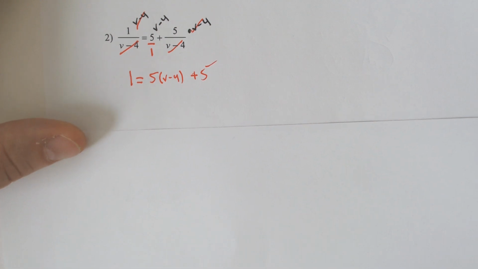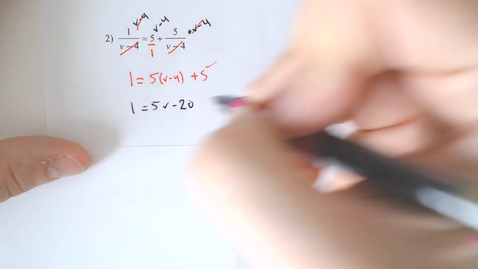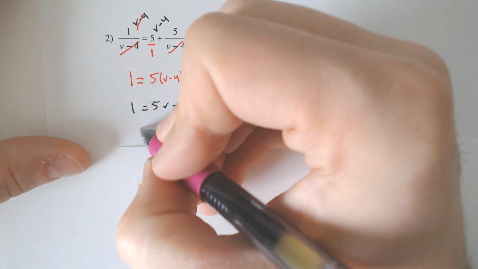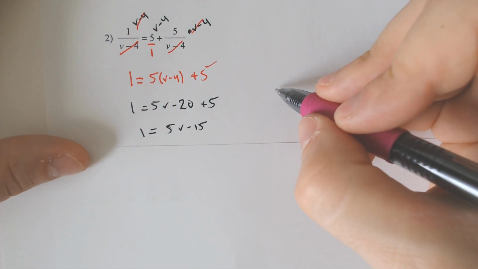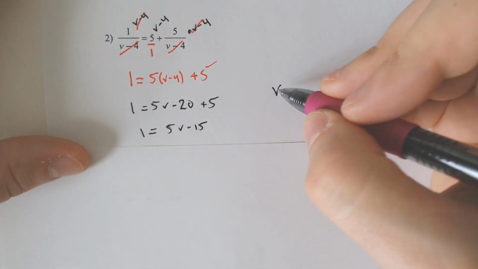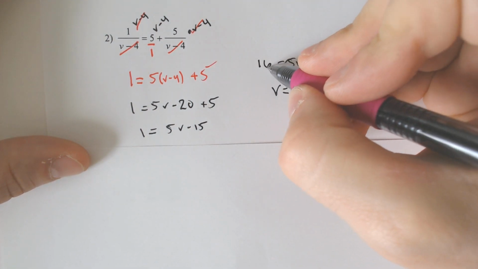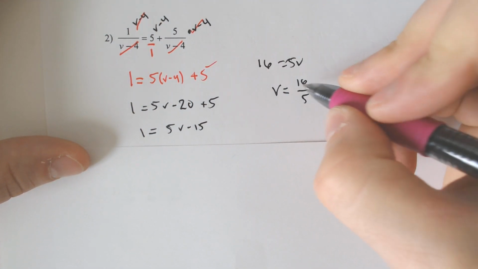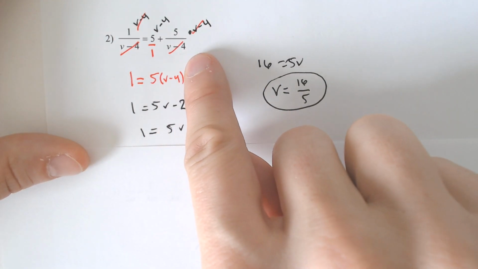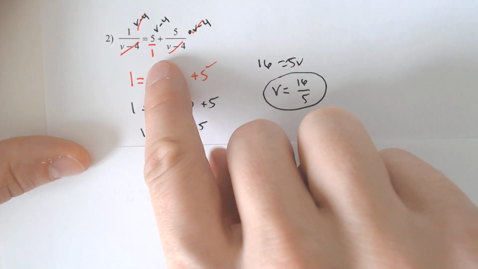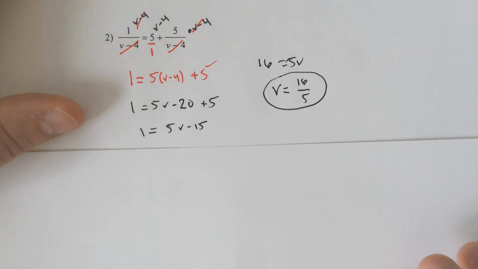You get to solve that equation. 1 would equal 5v minus 20 plus 5. 1 would equal 5v minus 15. V would not be equal to that yet. 5v would equal 16, so 16 divided by 5. Is that one of the factors? No. V minus 4 is the factor, so the only answer that would not be allowed would be 4. 16 over 5 is definitely not 4, so this one's okay.